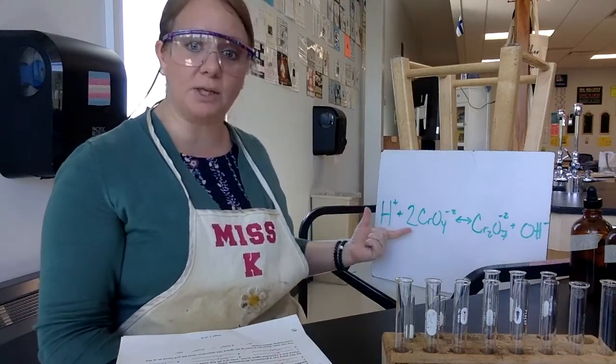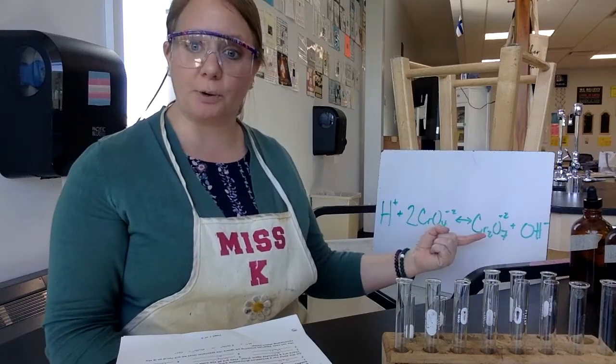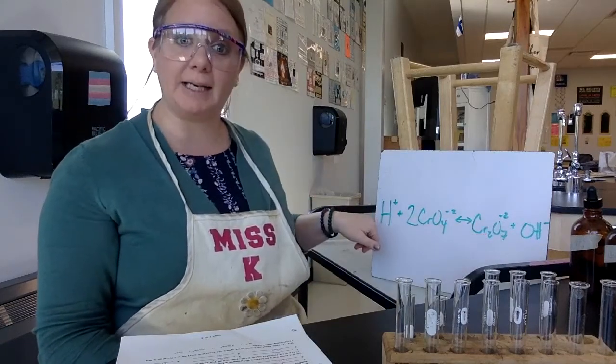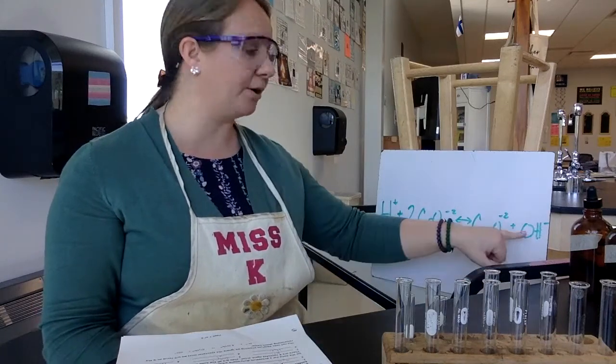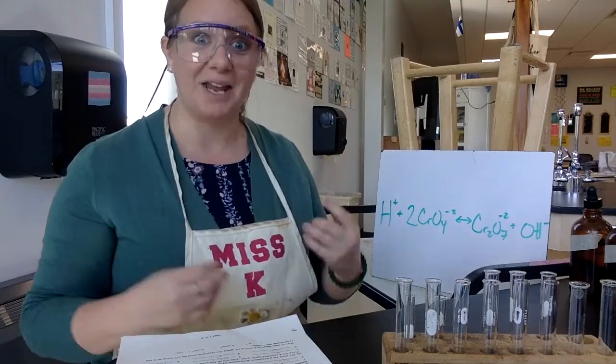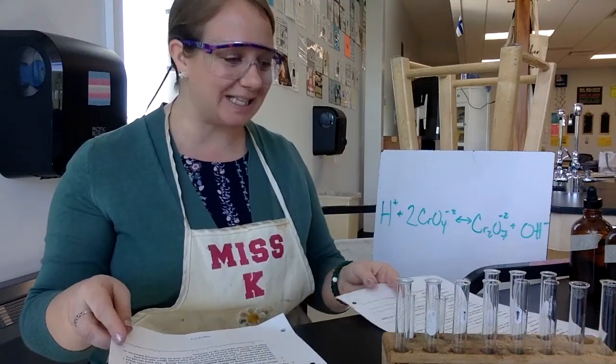So these are always going to be the reactants. These are always the products. The H comes from adding some acid, so hydrochloric acid. This is your chromate, this is your dichromate, and then the OH will come from adding sodium hydroxide, an OH ion. All right, let's go ahead and start to look at this together.